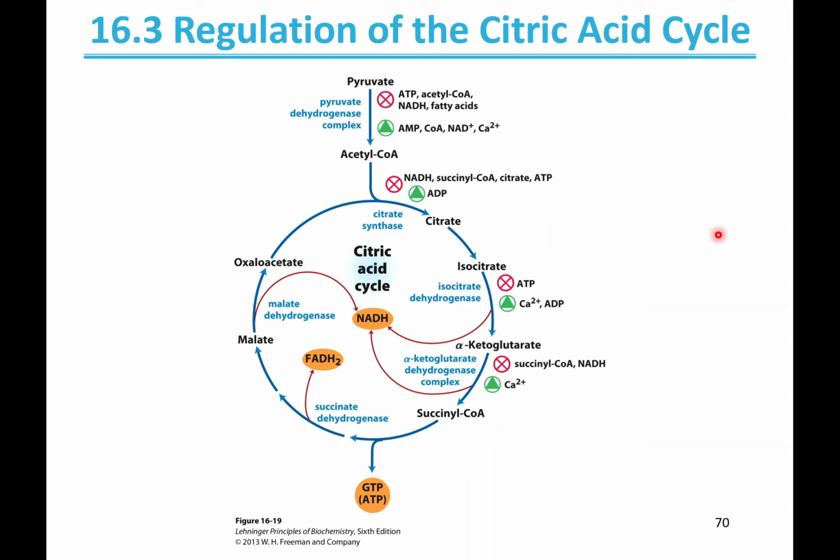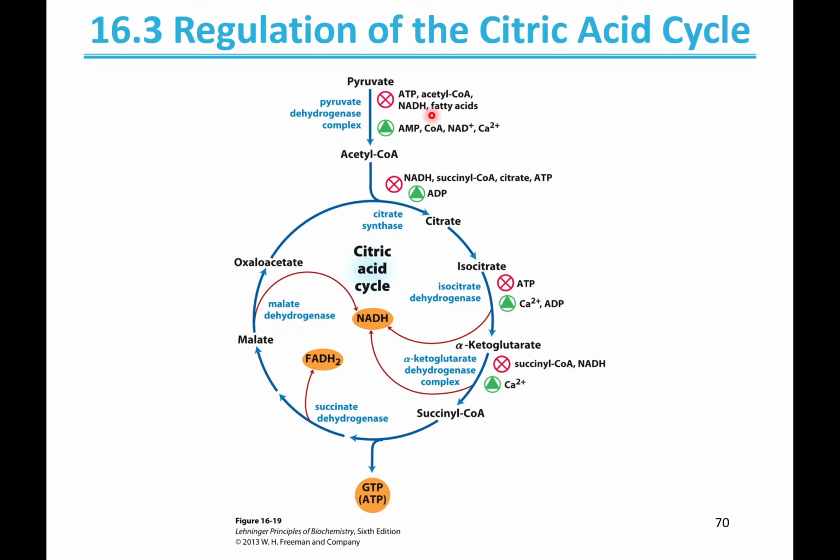Okay, the last thing we'll talk about is the regulation of the citric acid cycle. And it's sort of easy because it's all driven by substrate and products. Okay, substrates activate these enzymes, and products inhibit. Okay, so really, what you'll notice is ATP is a big one, right? ATP tells you that you have enough energy. You want to inhibit this cycle.